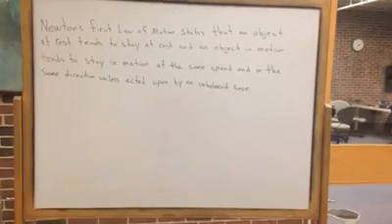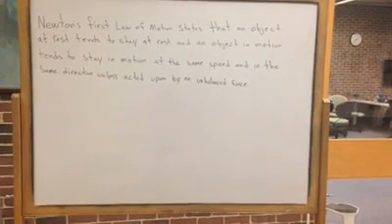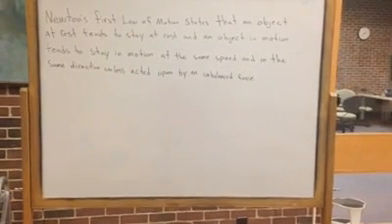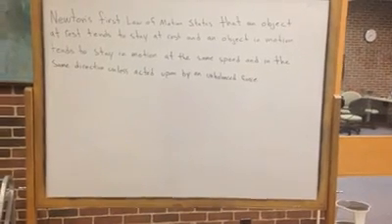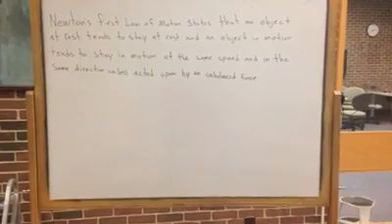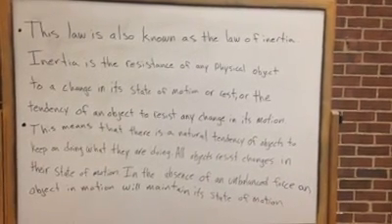Newton's first law of motion states that an object at rest tends to stay at rest, and an object in motion tends to stay in motion at the same speed and in the same direction unless acted upon by an unbalanced force. This law is also known as the law of inertia.